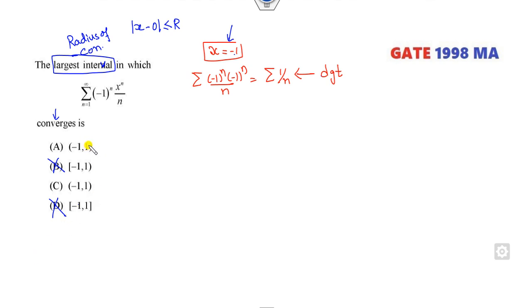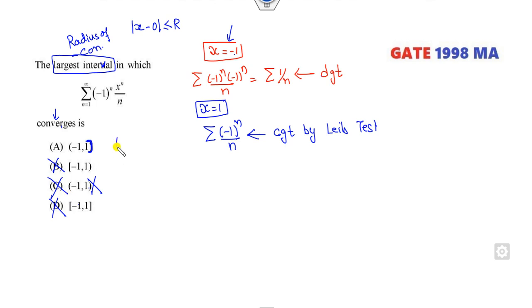Now one of the options is a closed interval; otherwise the A and C options are the same. So now you can check x equal to 1. At x equal to 1 the series is convergent by using the Leibniz test. So it is convergent at the endpoint, not just on the open interval, so that option is also cancelled. The right option is A.